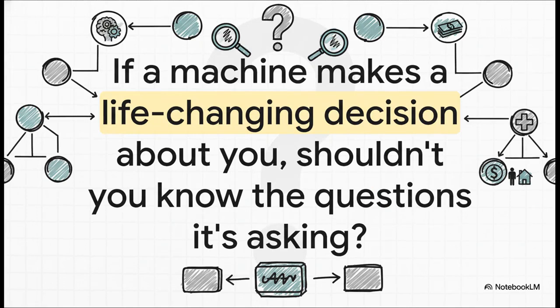And that really brings us to the final critical thought here. We live in a world where algorithms are making more and more huge decisions about our lives, about our loans, our jobs, even our health. So the ability to understand how those decisions get made is more important than ever. I mean, if a machine has that kind of power over you, shouldn't you be able to know what questions it's asking?